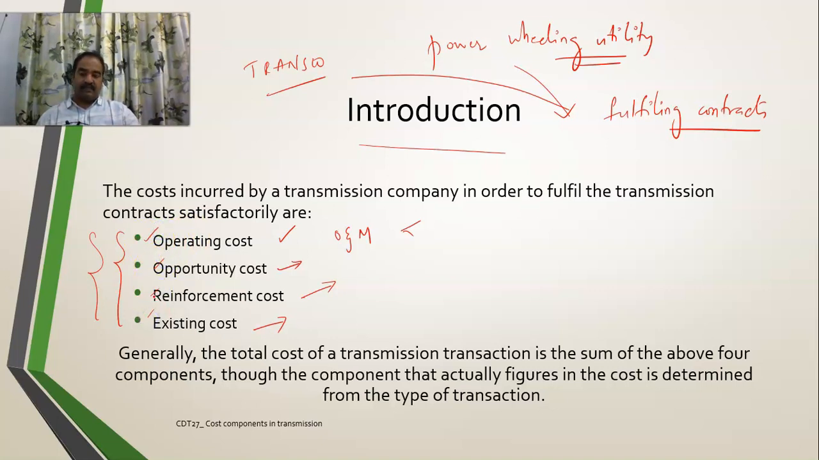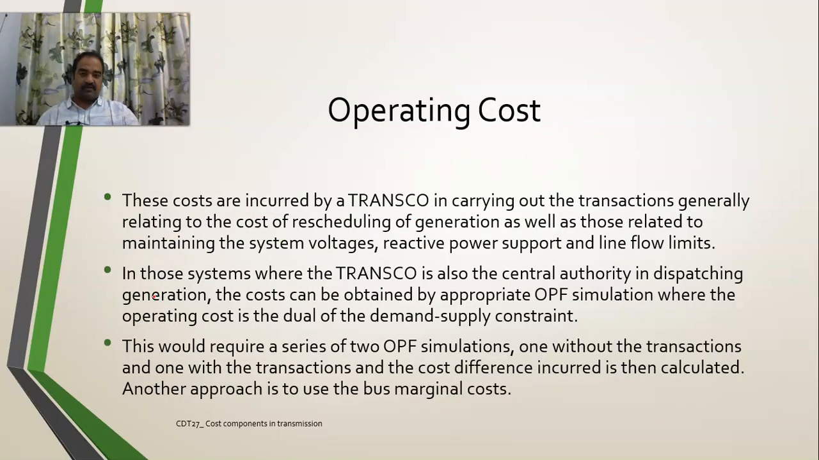And now we will see in detail about each of these costs. The first cost is the operating cost, which is nothing but the cost which is incurred by a Transco in carrying out its transactions, normally relating to the cost of rescheduling of generation, as well as those related to maintaining the system voltages, reactive power support, and line flow limits. So whatever services it offers, all these come under operating costs.